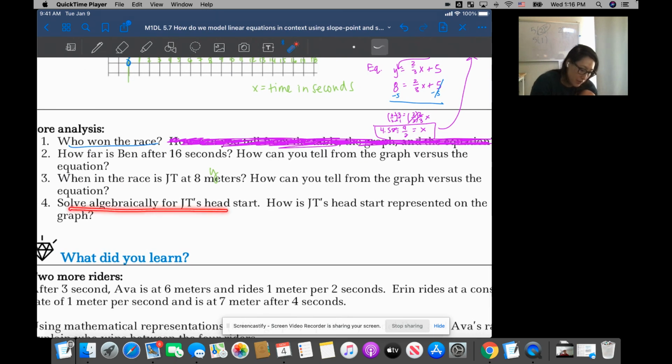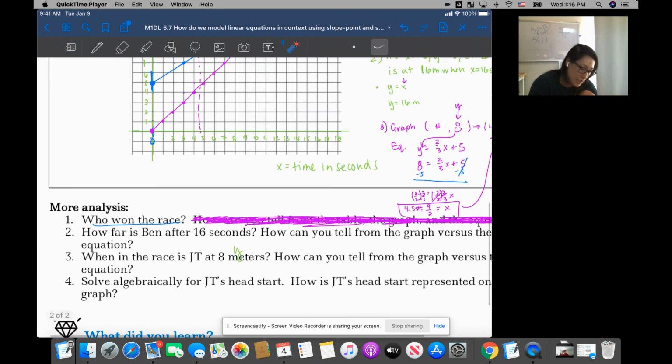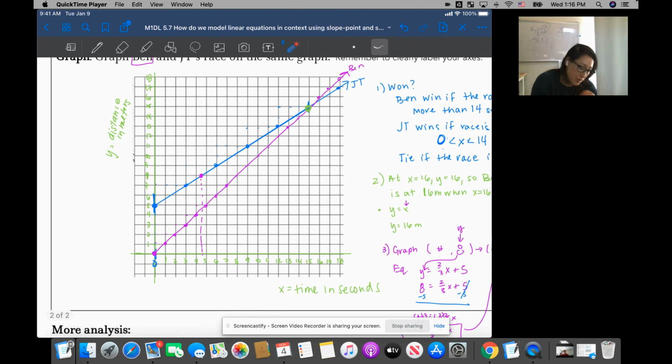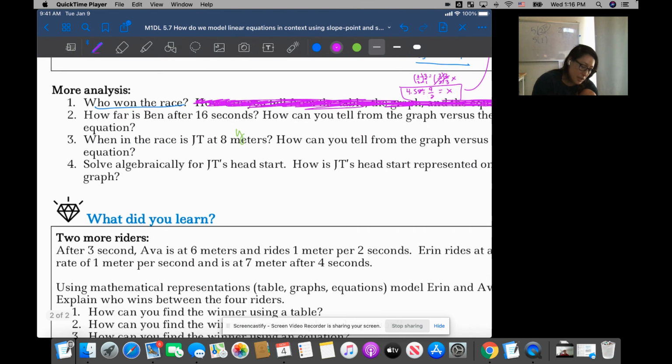We're going to solve algebraically for JT's head start. And then how is it represented on the graph? So JT's head start on the graph is represented by his y-intercept at 5. So you can see that at time 0, he has a y value of 5. So to solve algebraically for JT's head start, we're asking, where is JT at x equals 0, at time 0? Head start is at 0 seconds.